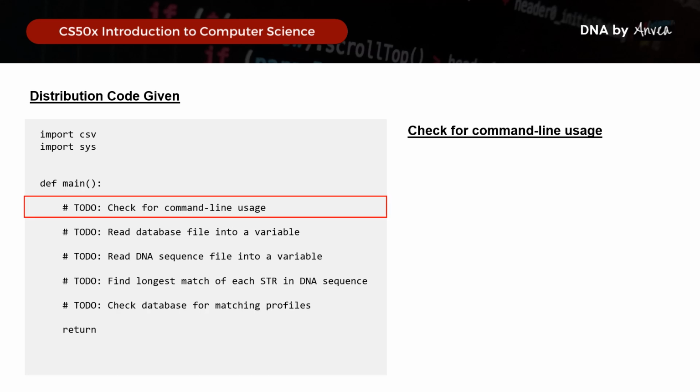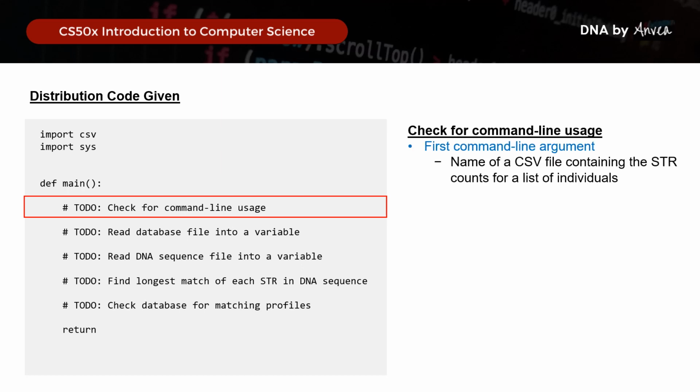First, we'll need to check for command line usage, where according to the problem set brief, the first command line argument should be the name of the CSV file containing the STR counts for a list of individuals. So this would be our database.